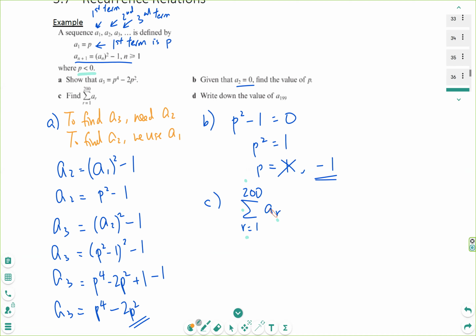A_r is the nth term, and 200 is the last term, the ending value. Sigma means add them up. If you remember what I said in the 3.6 video, when it comes to sigma notation questions, you want to write all the terms one by one. So what's the first term?